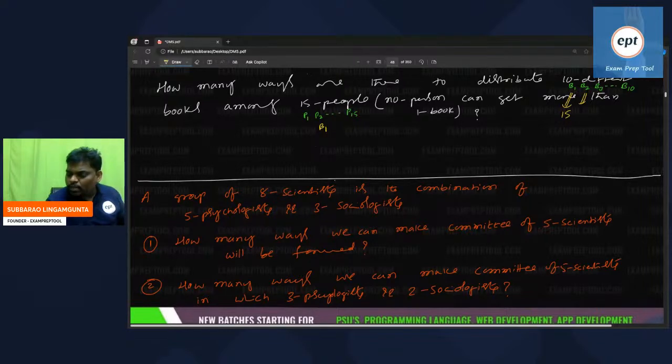Because no person can get more than one book, B2 can go anywhere other than that person. Maybe B2 here. It is 14 places, 14 possibilities. So it will continue: 15, 14, and so on. What is the answer? 15, 14, then minus 1, minus 1, minus 1. 15 minus 9, I think 6. So it will be 6.